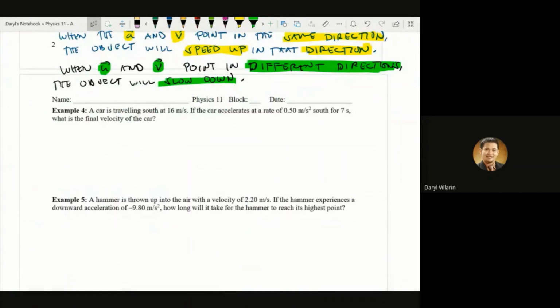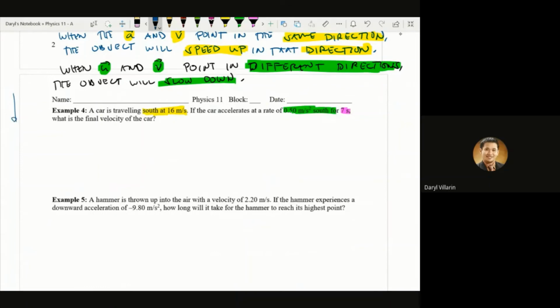Example number 4. A car is traveling south at 16 meters per second. If the car accelerates at a rate of 0.50 meters per second squared south for 7 seconds, what is the final velocity? So we're given this velocity, this acceleration, and the time, right? So it's moving south.